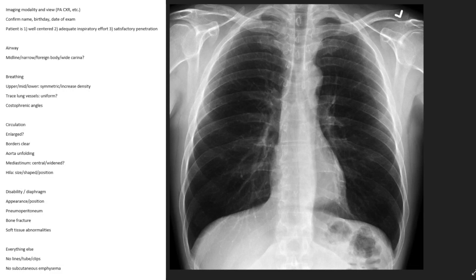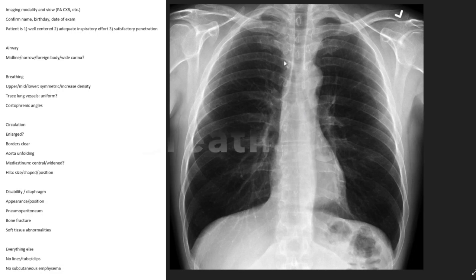Next is the ABC, so that's airway, breathing, circulation, diaphragm and disability, and everything else. So airway, you want to make sure that the airway is midline. Here you can see the trachea is patent, and there are no obstructions going into the left and right mainstem bronchi. Also, there are no narrowings here. There are no forked bodies, and the carinal angle is not widened. That could be a sign of pathology.